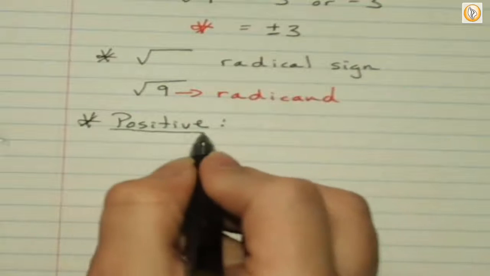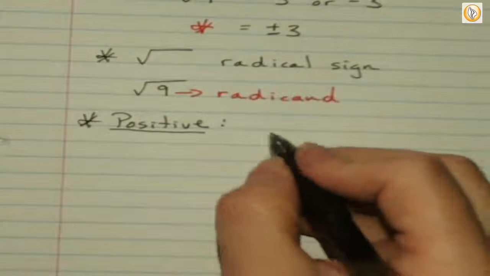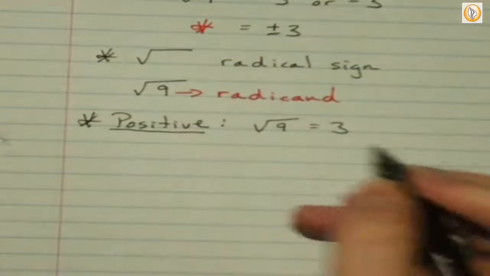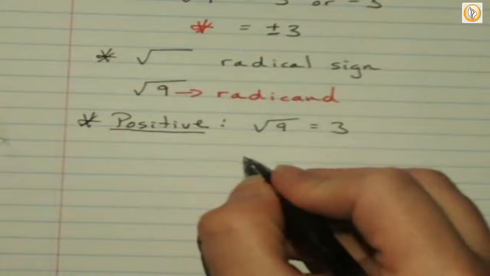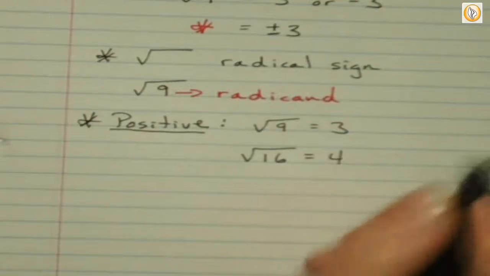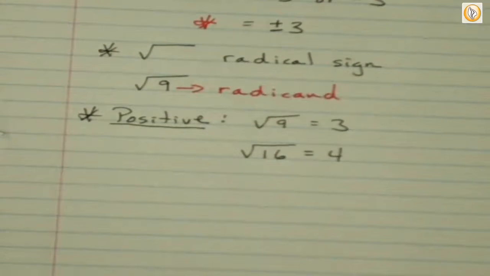Positive. That would be like the square root of 9 is 3, or the square root of 16 is 4. Yes, I know it could also be negative 4, but that is an example of positive.